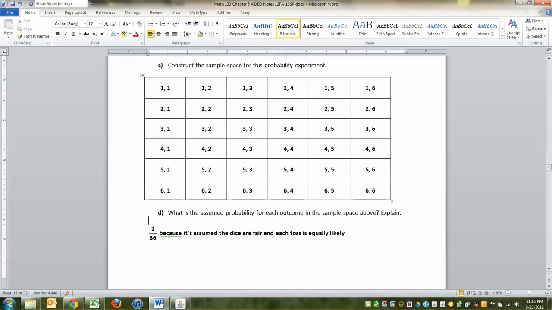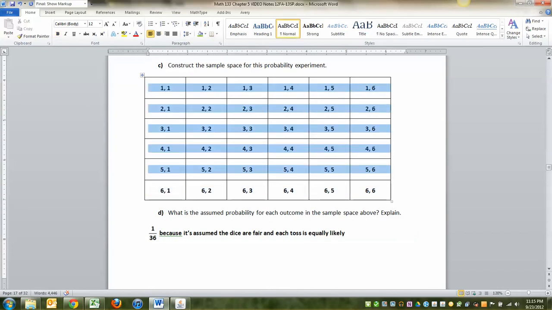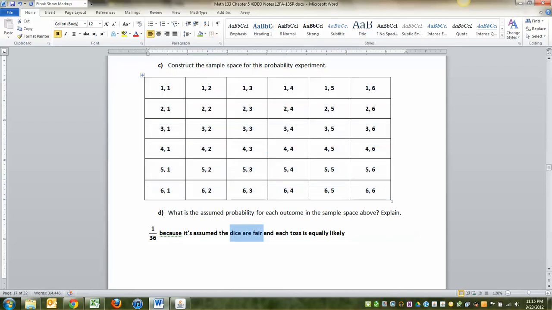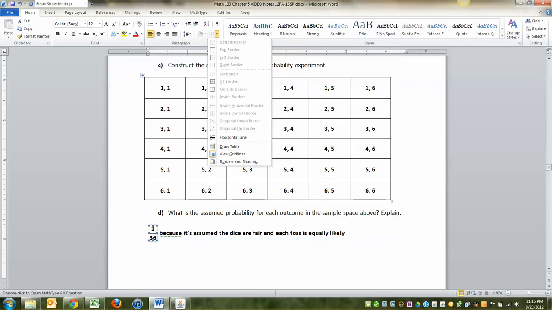All right, so what is the assumed probability for each outcome? Well, you assume the dice are fair, right? So if the dice are fair and each toss is equally likely, there's 36 outcomes, so each one has a 1 out of 36 chance, right? Of course, right? I know I'm right.